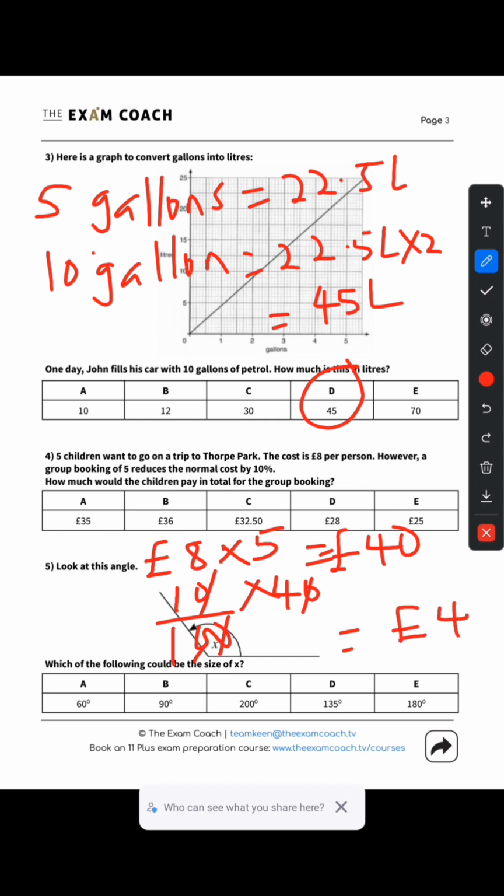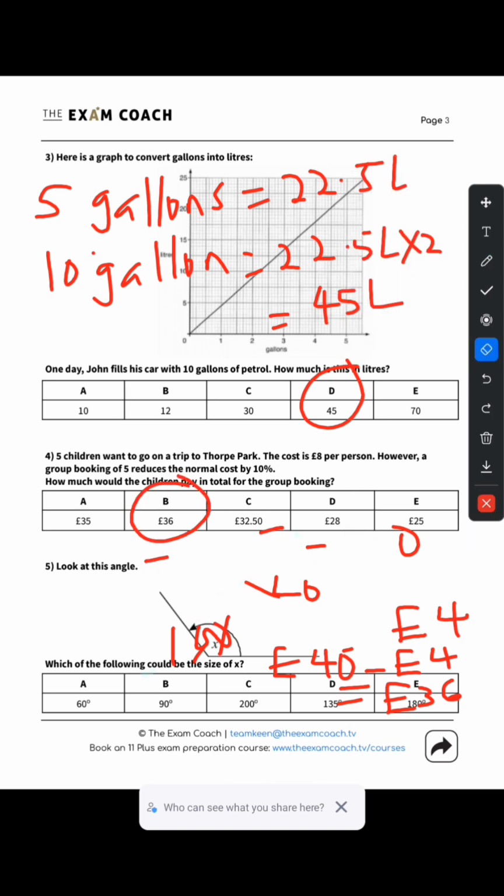So we will subtract that discount from the original price. So that will be £40, which is the original price they should have paid, minus £4, which will give us an answer of £36. So they'll be paying £36 instead of £40 because of the discount. So our answer for that will be B.